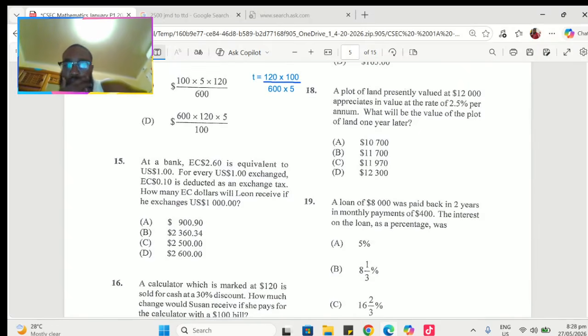Number 15. Yes, we cooking that we talk about. This same question or similarly worded questions like this come often, right? At a bank, $2.60 EC is equivalent to 1 US, right? For every 1 US exchanged, 10 EC is deducted as an exchange tax. How many EC dollars will Leon receive if he changes 1,000 US?